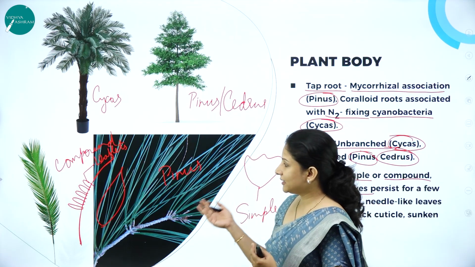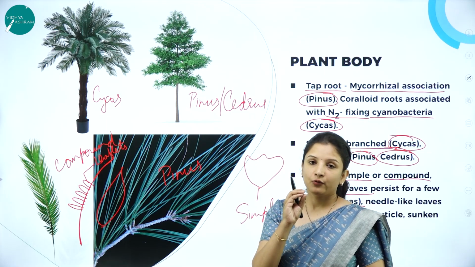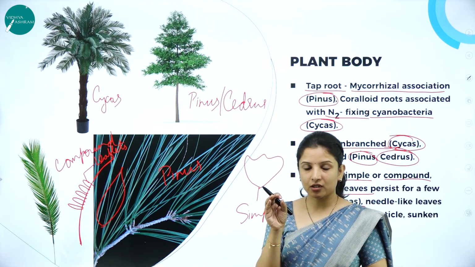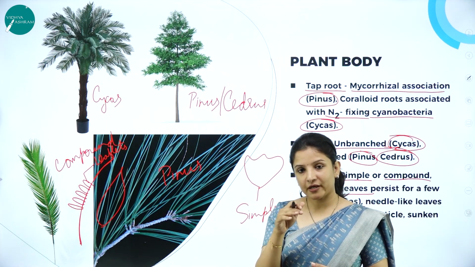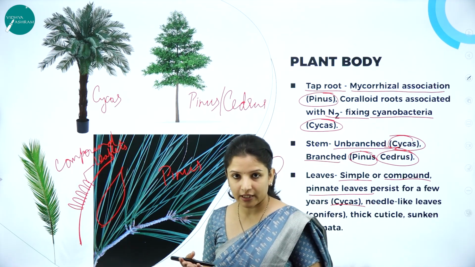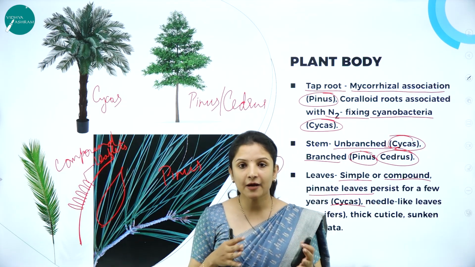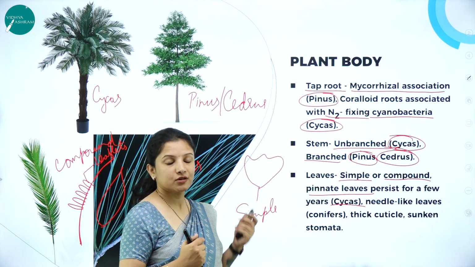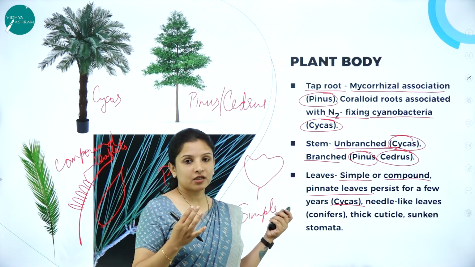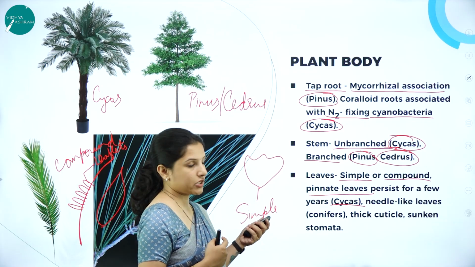And not just that, the leaves of these gymnosperms are thick and leathery. Why? Because they have a very thick cuticle and sunken stomata, again to prevent excessive loss of moisture whenever there is less rainfall or high temperature. So these are some of the adaptations of gymnosperm leaves. This can be asked in the exam: write any two adaptations of gymnosperm leaves. So these are the adaptations.